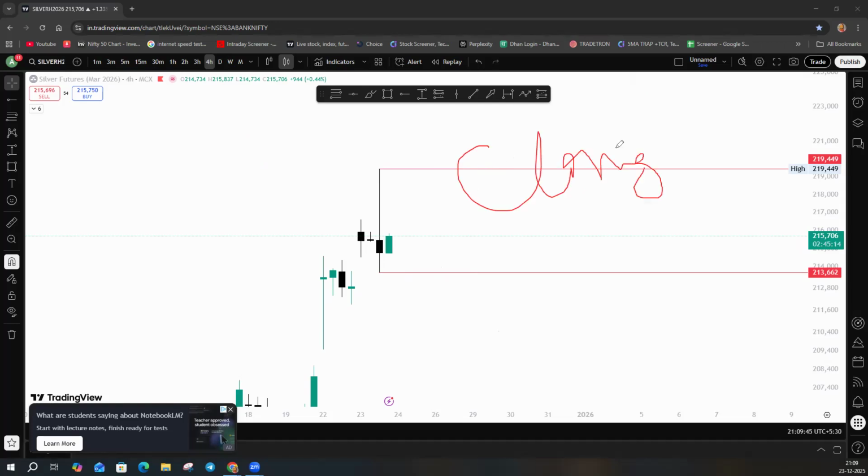Okay, there should be a closing of a bigger time frame like a 2 hour or 1 hour candle above this or below this to take that upside or to take that downside trade. Okay, otherwise don't take the respective trade. Now what is the next?